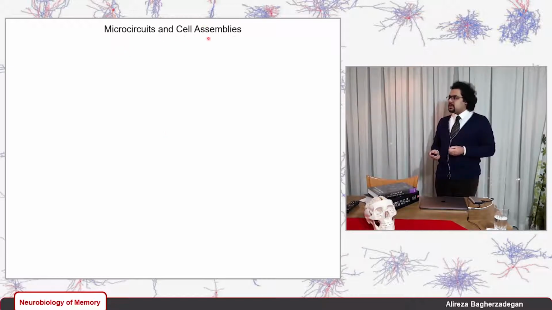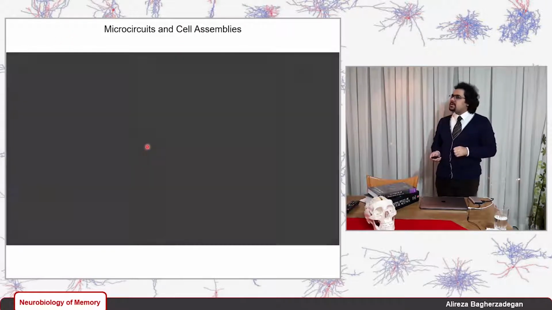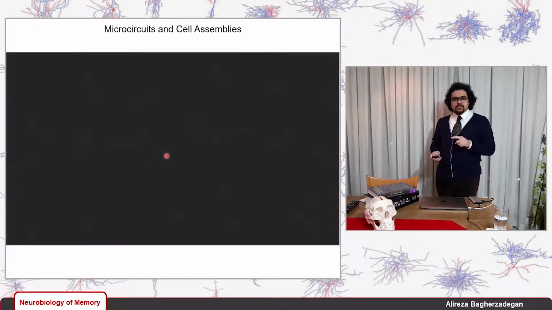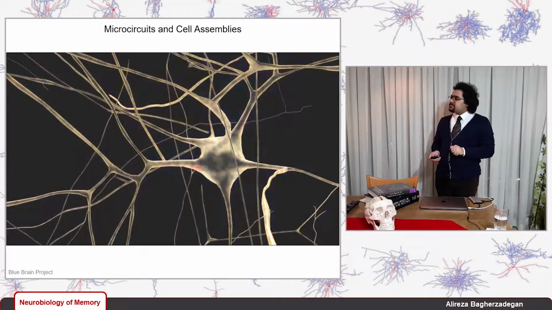Well, I forgot to change the title of this slide. Well, cell assemblies, yes, of course. I'm going to talk about them in the next lecture. But cell assemblies are somehow part of the microcircuit. Microcircuit is a bigger structure or construction than cell assemblies. But this is a short clip from the Blue Brain project. I just want you to see that because it is amazing, okay? Let's just see that together.